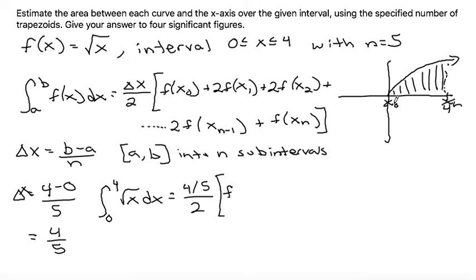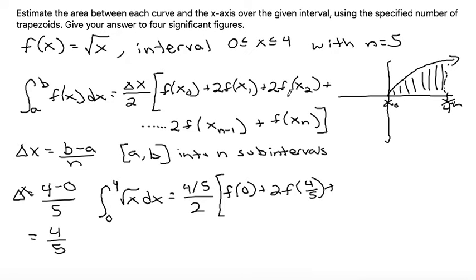For x sub 0, we know that we're starting at 0, so this would be f of 0, plus 2 times f of x1. If our delta x is 4 over 5, that means we're adding 4 over 5 each time until we get to our x sub n. So if we add 4 over 5 to 0, 0 plus 4 over 5 is 4 over 5.